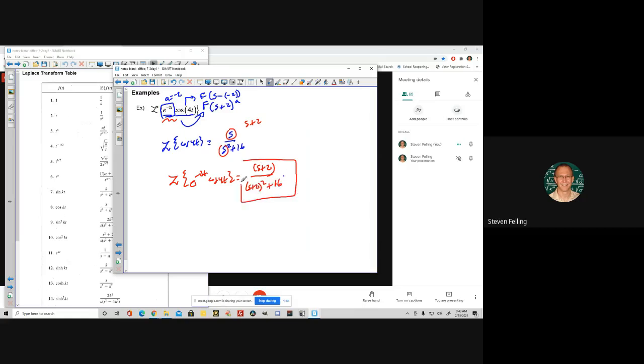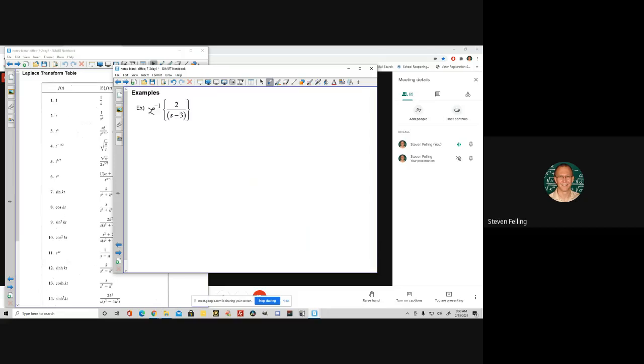Okay, so you have to identify what the shift is by looking at what the constant is in the exponential, and then just take the Laplace transform of the regular function and shift it. Okay, let's take a look at other examples of this being used. Let's go the other direction.